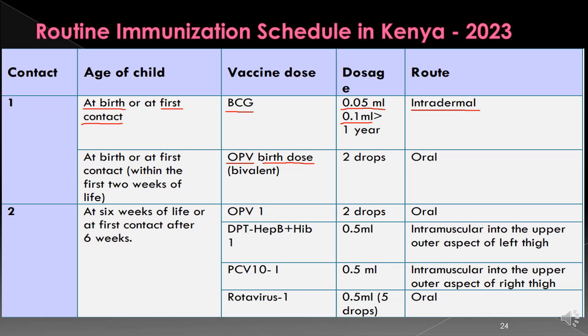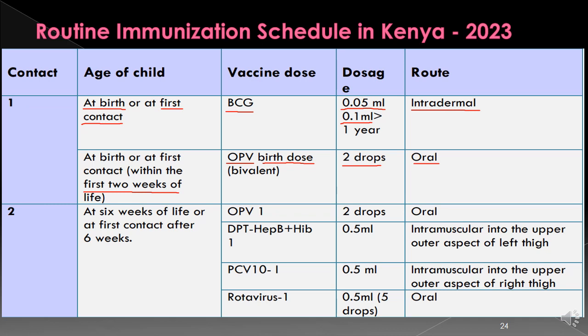Just like the name suggests, oral polio vaccine is administered orally, and the dosage is 2 drops. Now, there are those children, like we said, who may not be born at hospital, but they are born at home or elsewhere, and then they come in. For those ones who you meet within the first 2 weeks of life, they will still be eligible for the oral polio vaccine birth dose. If they're older than 2 weeks, then they're not eligible for the birth dosing.